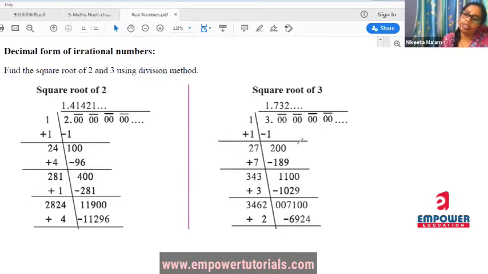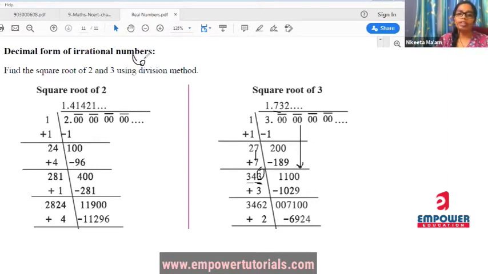So again you have to subtract, then you have to take the next set of zeros. Since you are multiplying by 7 over here, you have to write down 7 over here. Then you have to add these two numbers. So 7 plus 7 will be 14 and 2 plus 1 will be 3, so 34. And there is again one vacant place over here, and then you have to decide which number should be placed over here. So this is how you can find out the decimal form of an irrational number using the long division method.